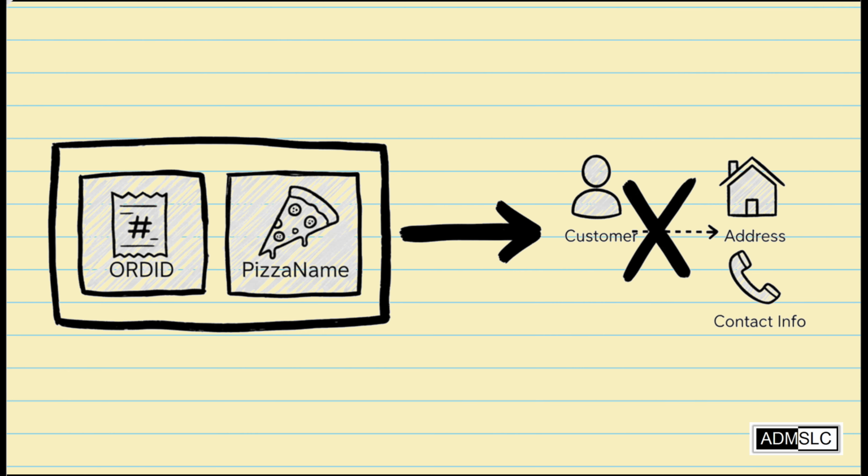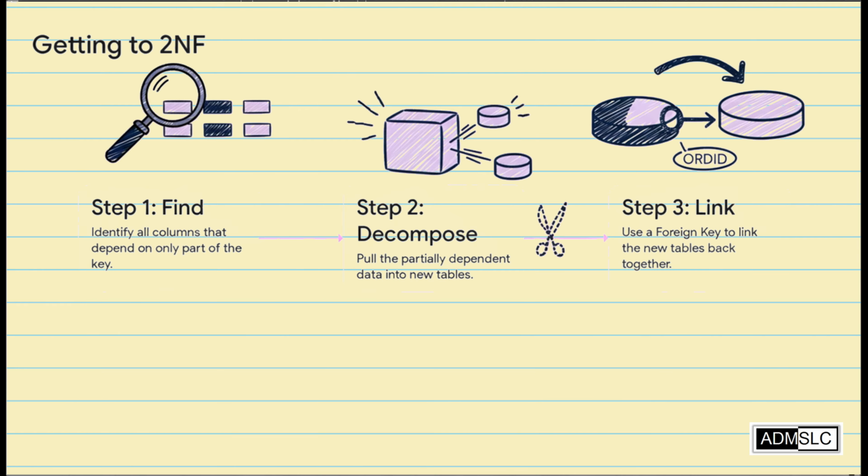This is a textbook partial dependency, and it's a giant red flag telling us these columns are in the wrong table. So the solution is to decompose the table. We're going to basically perform surgery. We'll carefully remove the columns that are only partially dependent and give them their own, much more logical home. We'll create brand new tables for that data.